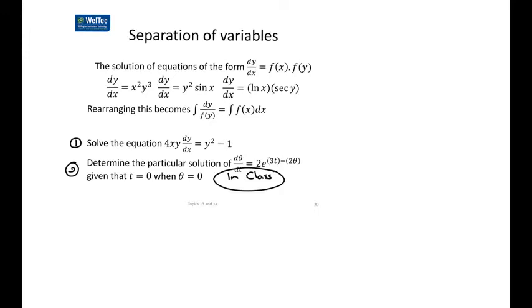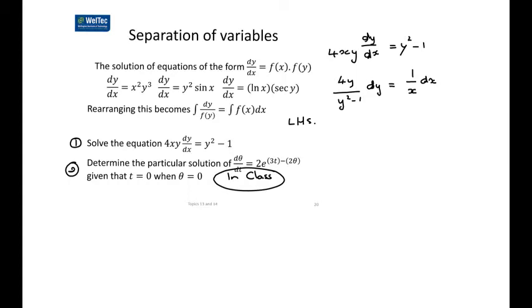Okay, so we have 4xy dy/dx = y² − 1. If we rearrange that, we can get 4y/(y² − 1) dy = 1/x dx. Let's deal with the left-hand side.